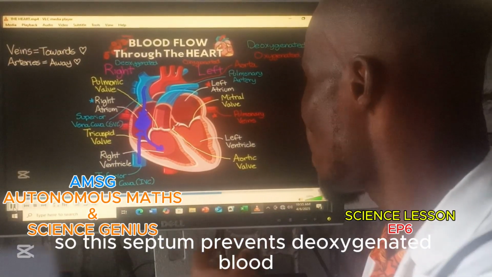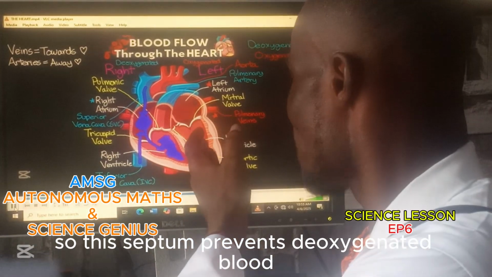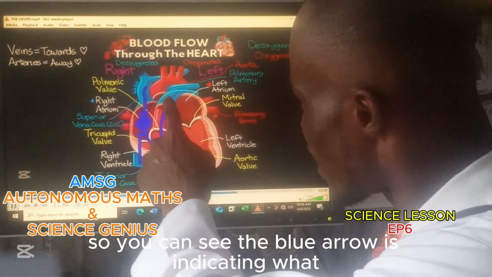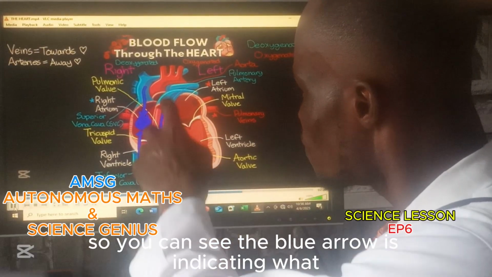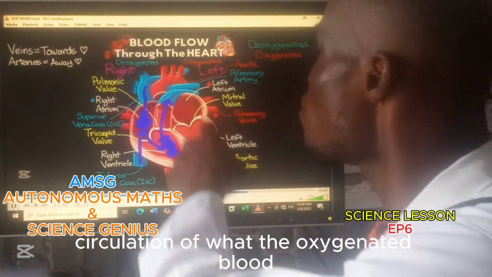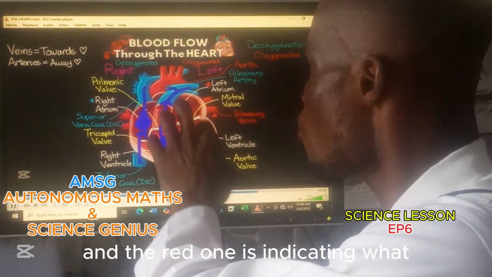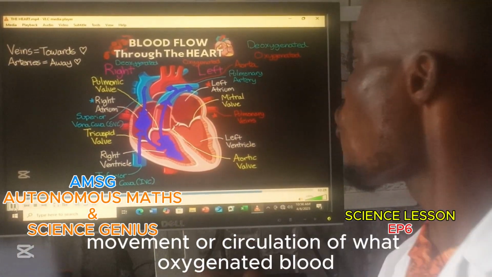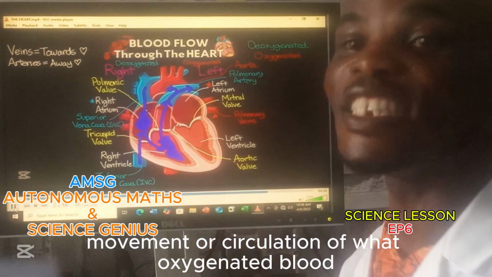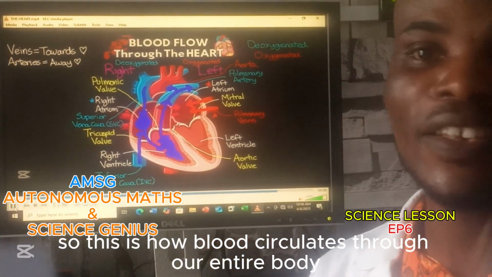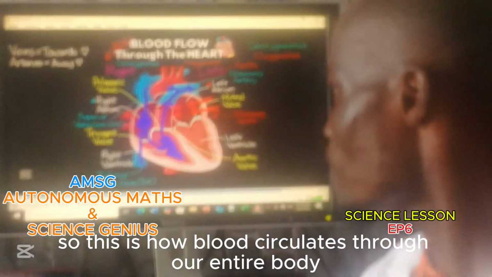So this septum prevents deoxygenated blood from mixing with oxygenated blood. So you can see the blue arrow is indicating what? Circulation of what? Deoxygenated blood. And the red one is indicating what? Movement or circulation of what? Oxygenated blood. So this is how blood circulates through our entire body.